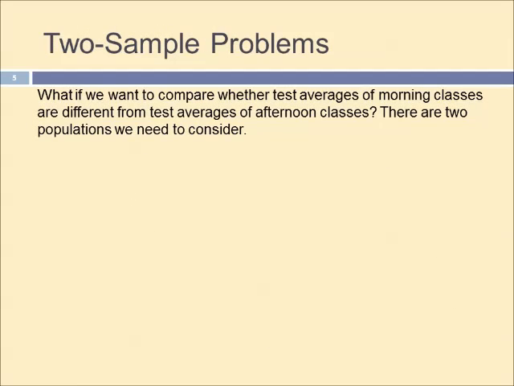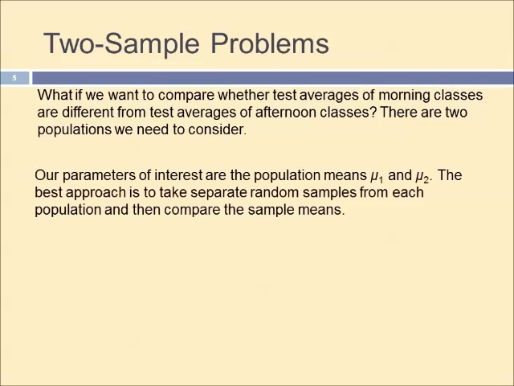So what if we want to compare whether test averages of morning classes are different from test averages of afternoon classes? In this case, there are two populations we need to consider: the morning class and the afternoon class. Our parameters of interest are the population means, mu1 and mu2. The best approach is to take separate random samples from each population and then compare the sample means.